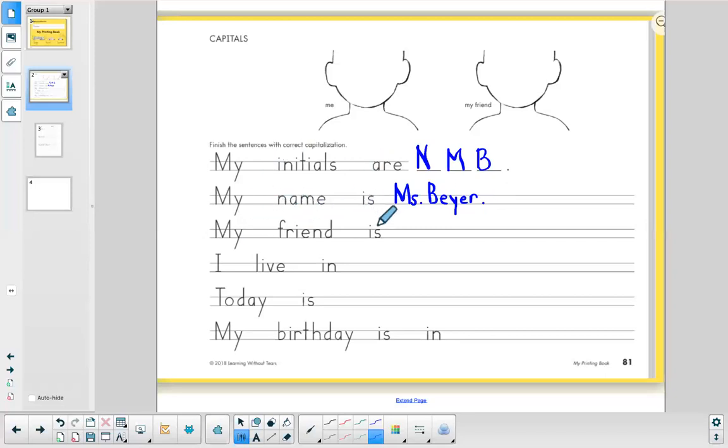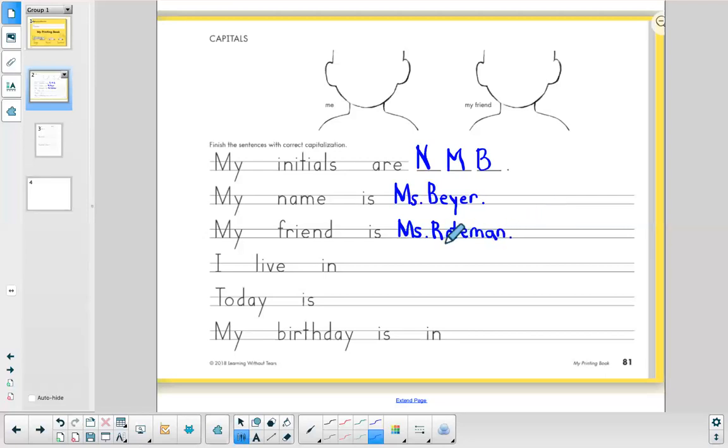My friend is. Anytime I am writing a friend's name, it also needs to be capitalized. I have a lot of friends. I'm sure all of us do in first grade. I know we have friends in other classes and maybe even in other grades or other schools, but I'm going to say that my friend is Miss Roman. Even though I'm friends with all of the first grade teachers, I could have written all of their names here. And then I will end my sentence with a period.